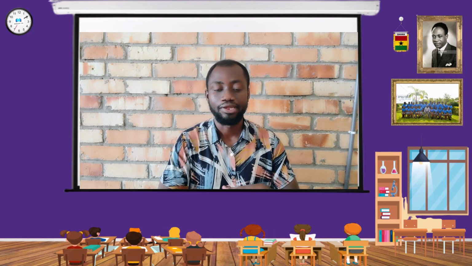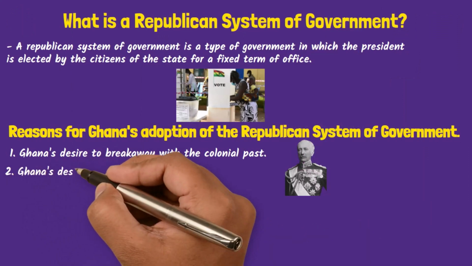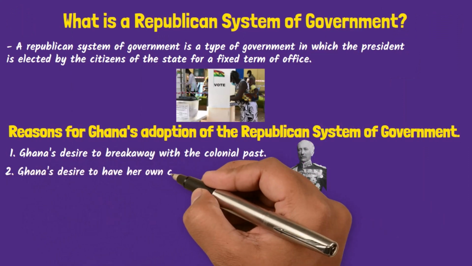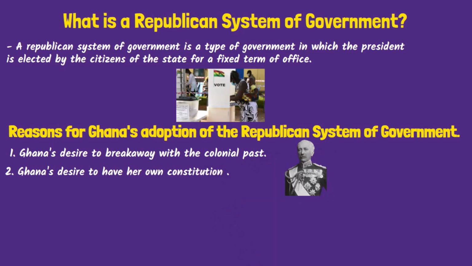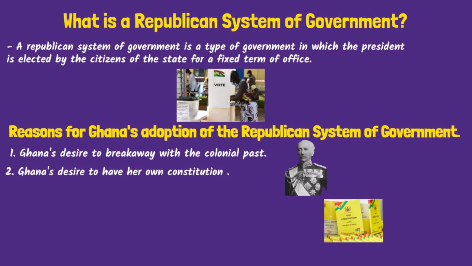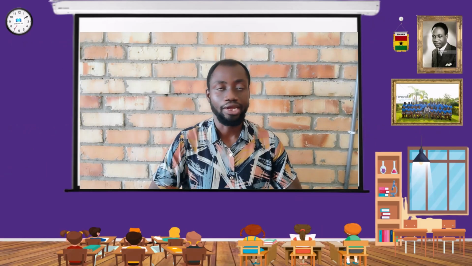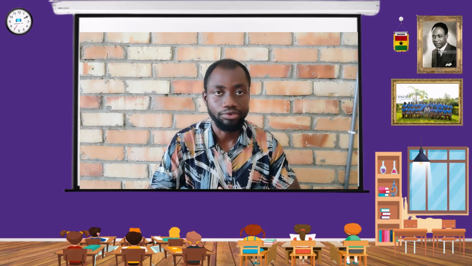Again, the second reason why Ghana adopted the Republican system of government was that Ghana desired to have her own constitution. So Ghana adopted a Republican system of government so as to draft its own constitution. The desire of Ghana to have her own constitution was to make use of the value system, aspirations, and also the interest of the people, because we had our own values and aspirations as a people.